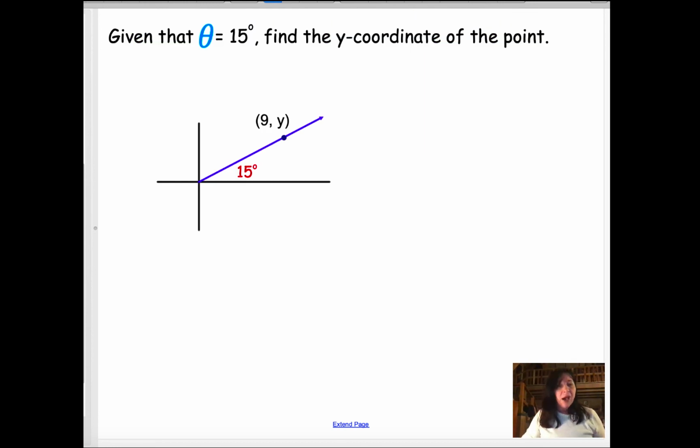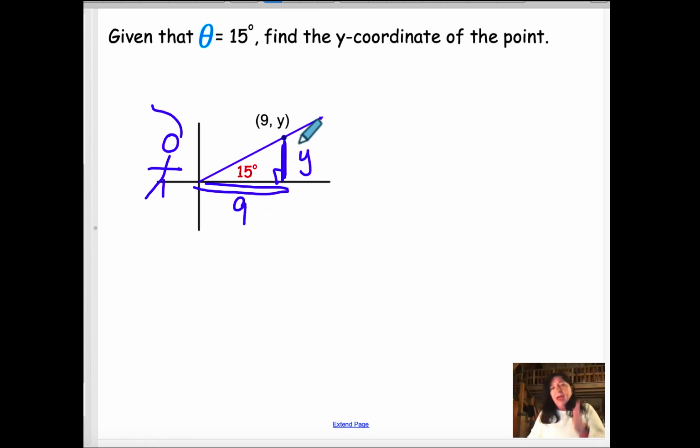Last problem. Given that theta is equal to 15 degrees, find the y coordinate of the point. Remember, put yourself here. This is you. We are trying to find the y coordinate, which is the rise. Remember, you can go over x, up y. So over x is over 9, and then up y, which we don't know. That's what we're trying to find out. So we're going to put ourselves here and use tangent.